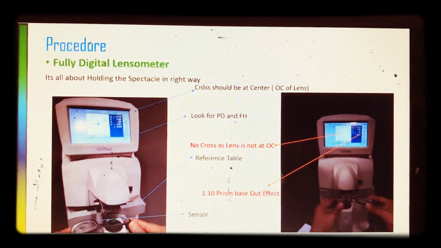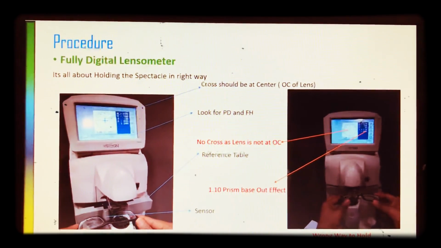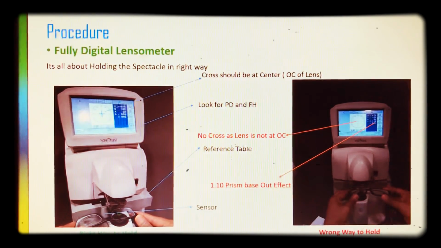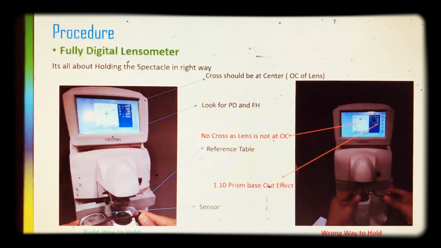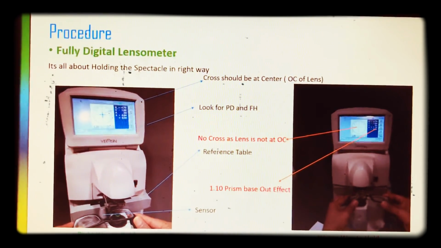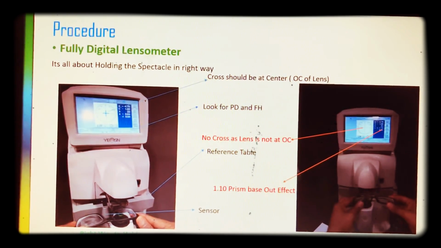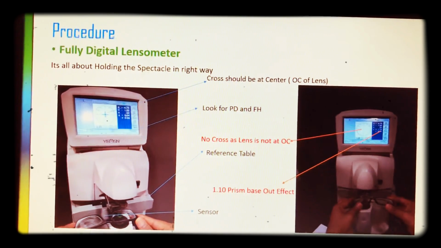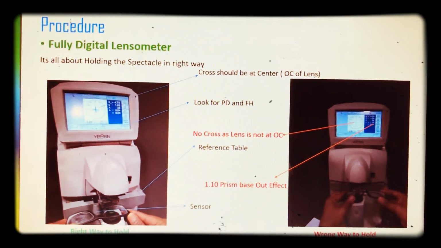But if you see in the second picture, the way of holding the spectacle is wrong. If you hold the spectacle like this, you will not get the PD automatically on the screen of the lensometer, because the sensor is not in between the two lenses, or the bridge of the lenses, right? And you see there is a 1.10 prism base out effect. Why? It is because it is not at the optical center. The more you move the lenses away from the optical center, you will get the prismatic effect, correct?